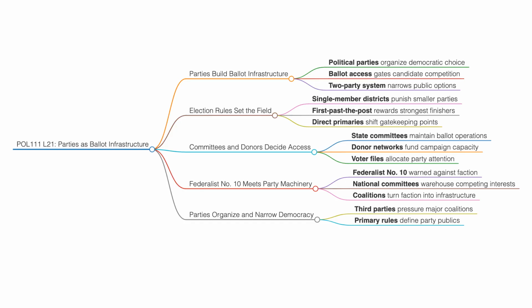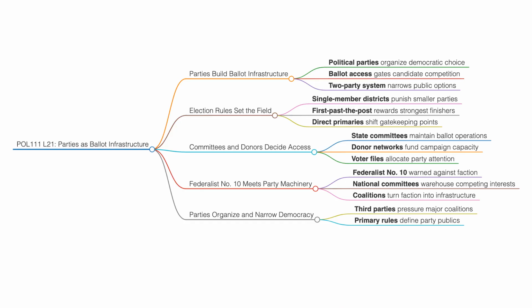Parties make conflict legible. The danger is that legibility can harden into monopoly. When two parties control the main roads to office, citizens may mistake the available options for the full range of legitimate politics. Third parties, independents, local movements, and dissenting factions may influence debate without gaining power. That can stabilize government, but it can also trap voters inside choices they did not design.